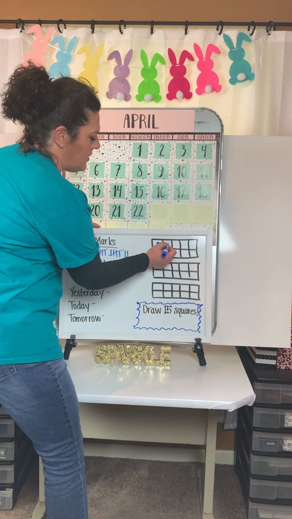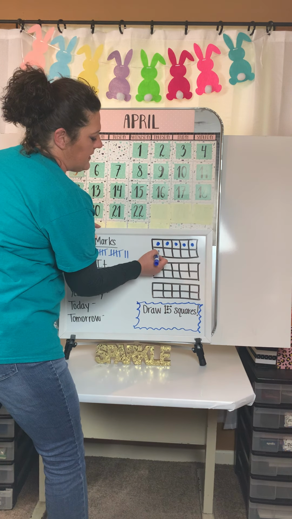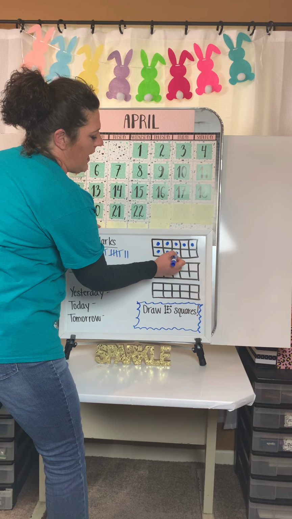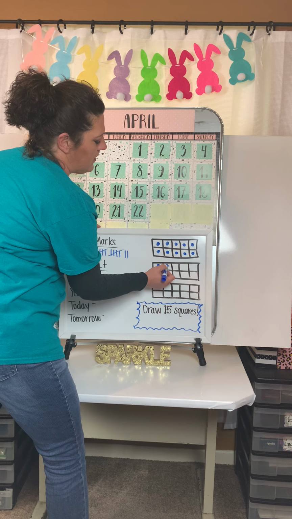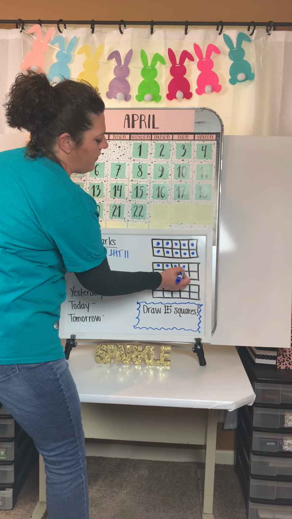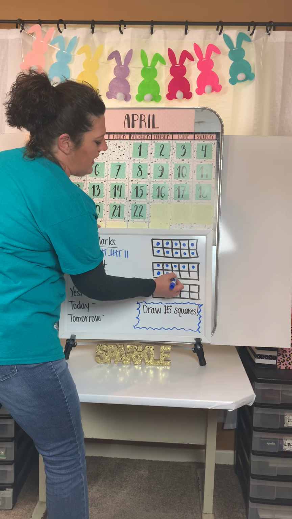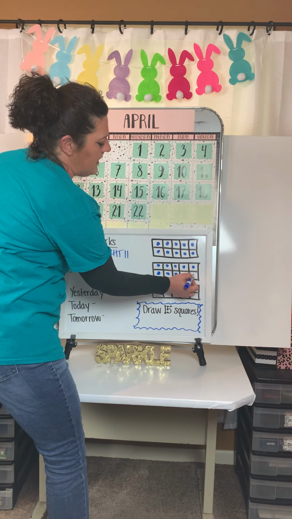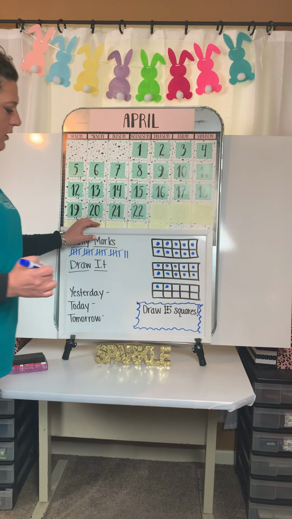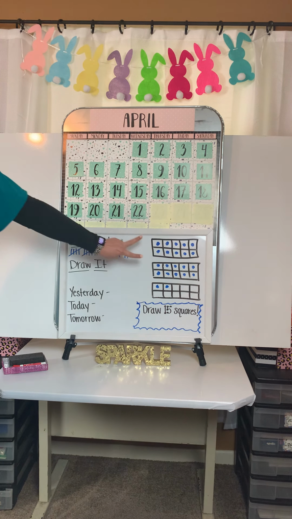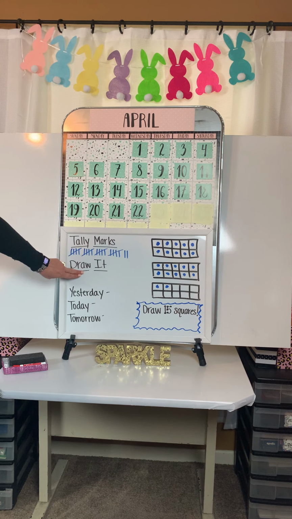1, 2, 3, 4, 5, 6, 7, 8, 9, 10, 11, 12, 13, 14, 15, 16, 17, 18, 19, 20, 21, and 22. All right, so we did have 2 full tens frames, right? So 2 full tens frames.